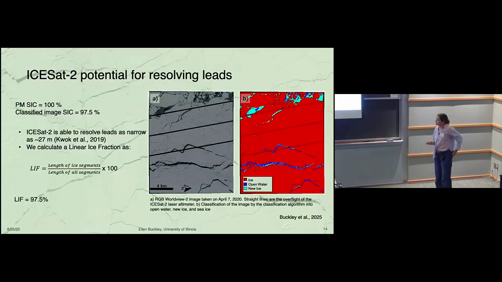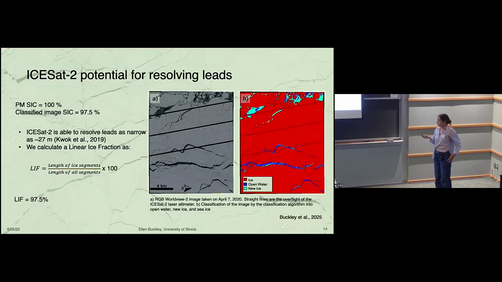So what we've done to augment or identify specific areas of this passive microwave bias, definitely not replace any passive microwave data for Arctic-wide or Antarctic-wide sea ice concentration, is look at ICESat-2's potential for resolving leads and being able to understand where these passive microwave biases are.